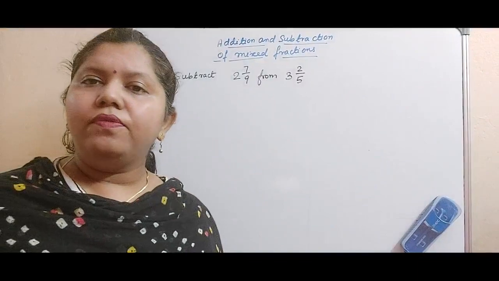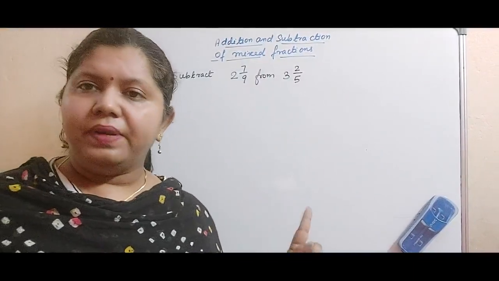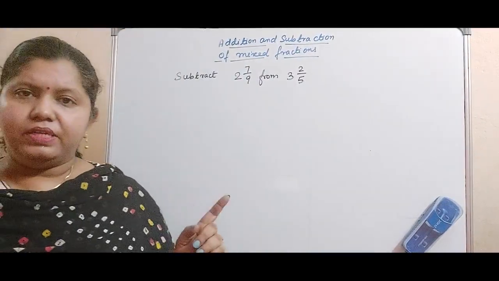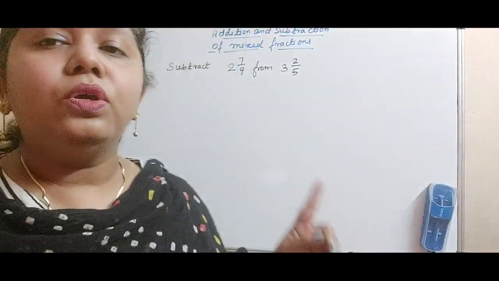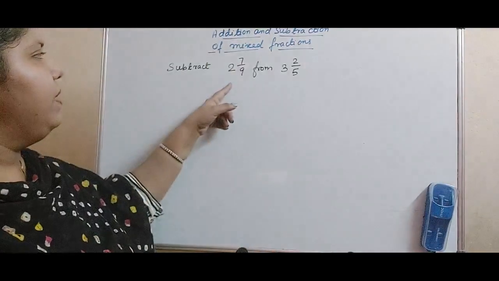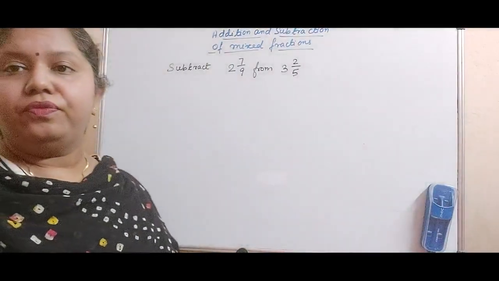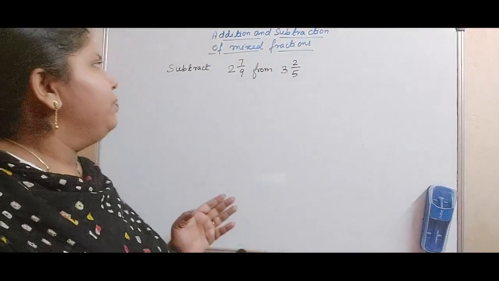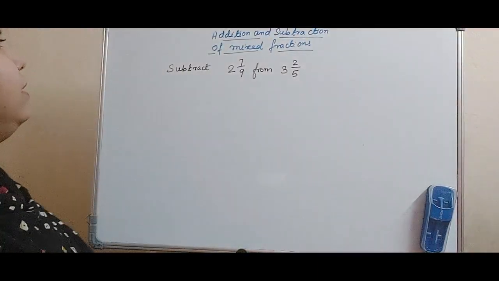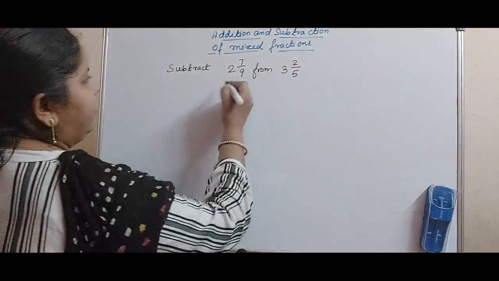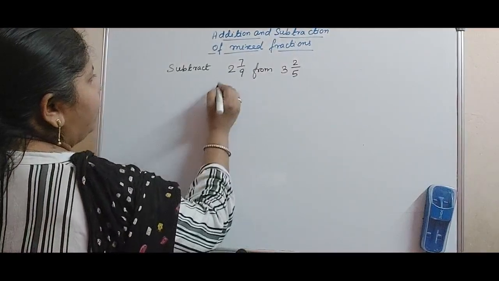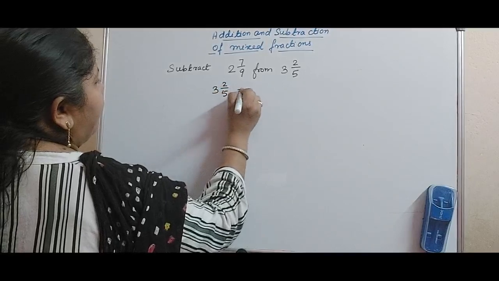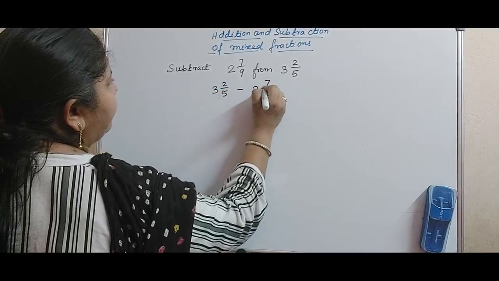Now let us solve a question from subtraction. Already we did the question from addition. Now let us solve the question from subtraction. Okay, so the question is: subtract 2 7 by 9 from 3 2 by 5. So what you are supposed to do, you have to subtract. The from part you will write in the beginning. So what you will write here: 3 2 by 5 minus 2 7 by 9.